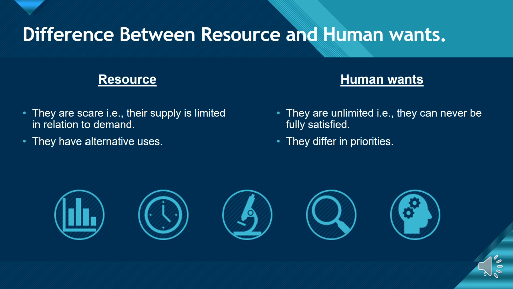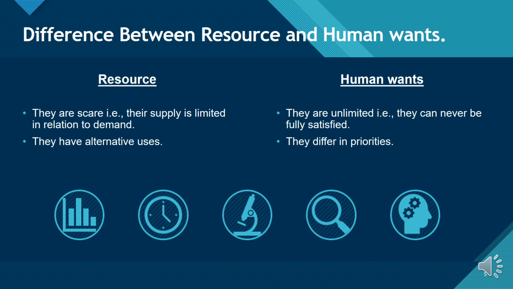Now first, let us know the meaning of resources. They are scarce. Scarce is nothing but limited. So their supply is limited in relation to demand. The resources are always limited in nature. Human wants will be unlimited. It is just the opposite of the resources. Resources are limited. Human wants are unlimited.